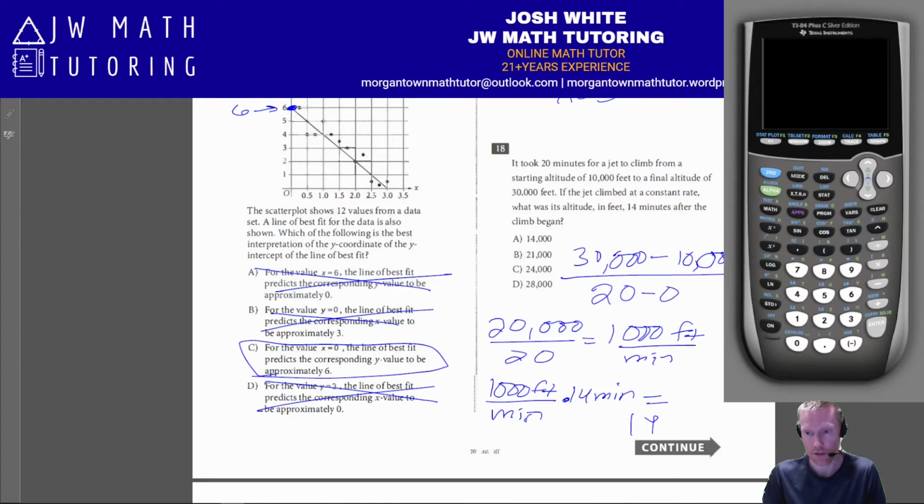However, be careful, that is not the answer, because it started at 10,000 feet. So you have to remember to take the 10,000 feet and add that to the 14,000 that it climbed. So in other words, its total altitude after the 14 minutes is going to be 24,000 feet. Correct answer here is going to be letter C. A lot of people will pick A because they will forget to add the 10,000 feet to the 14,000 value that you calculate.